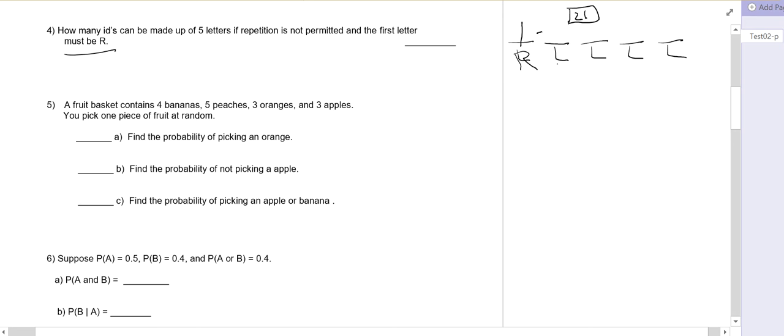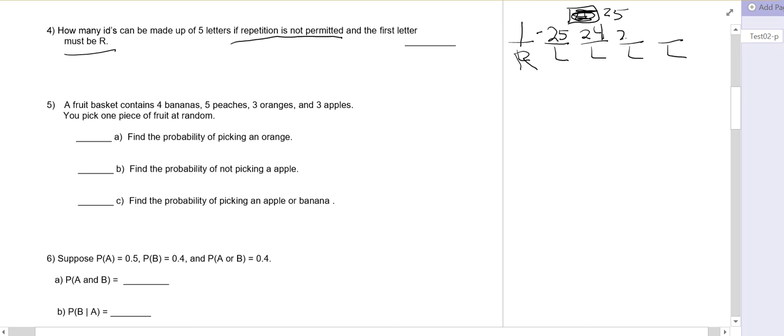Now, when I go to the second letter, how many choices do I have? Be careful. I only have 25 now. Why? Because the first letter is R. I can't have repetition, so that R is now taken out of the 26, and now I have 25. So the second letter I have 25 choices. Once again, this number is going to start going down.